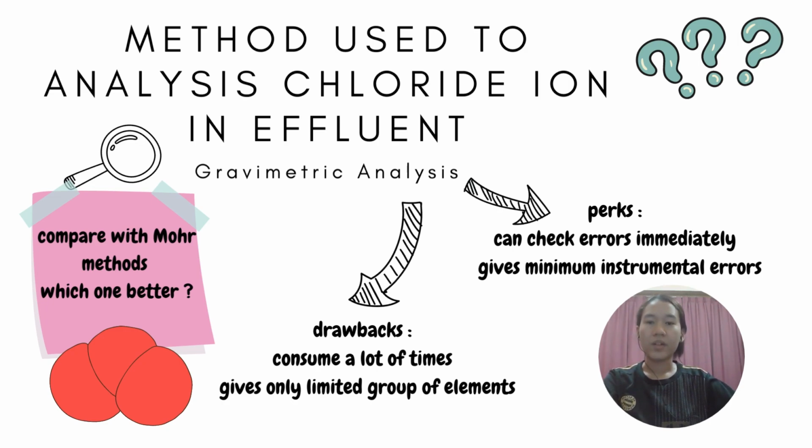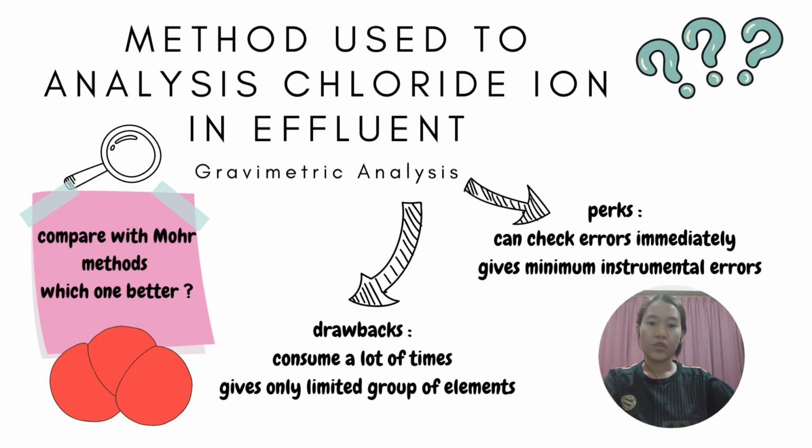This is because if possible errors occur, they can be checked immediately. To give you an example, filtrates or precipitates can be examined for impurities. Other than that, this method gives minimum instrumental errors. Nevertheless, gravimetric analysis consumes a lot of time and only provides a limited group of elements at a time.